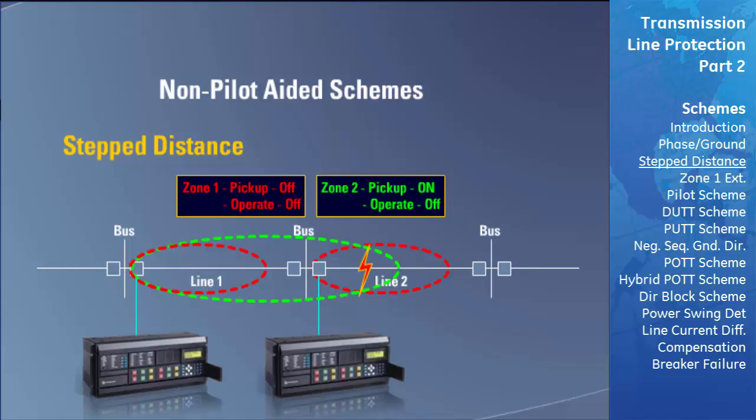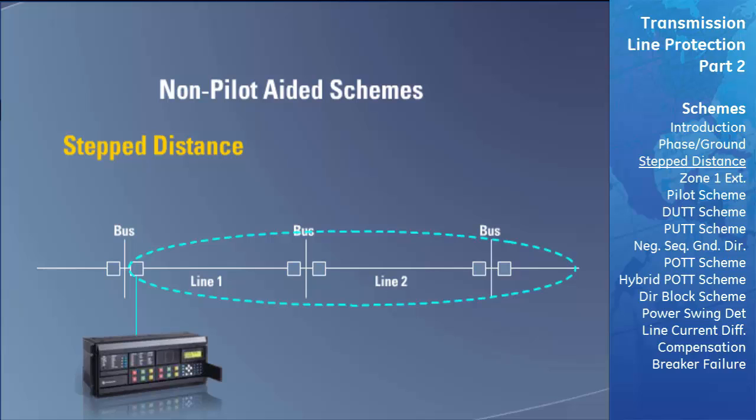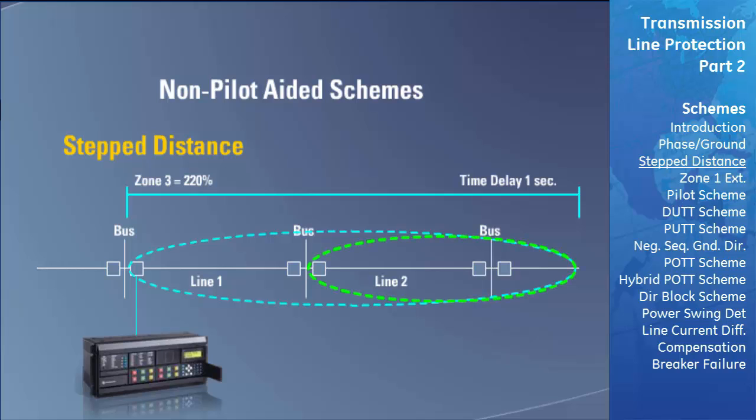The third zone of protection is set to overreach past the end of the second adjacent transmission line. The third zone is used to act as a backup for that next adjacent transmission line in case the protection on that transmission line fails. For this reason, Zone 3 is usually set to extend to the same point as Zone 2 of the adjacent transmission line, so a setting of 220% of the impedance of its own transmission line is often selected if Line 1 and Line 2's impedances are the same. Zone 3 must have a time delay that is longer than the operate time of Zone 2 of the adjacent transmission line. A time delay of 1 second is commonly used.